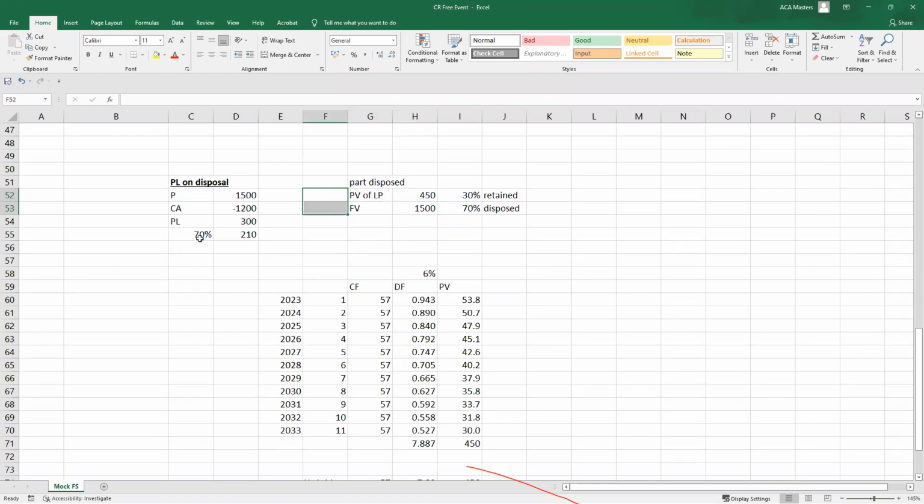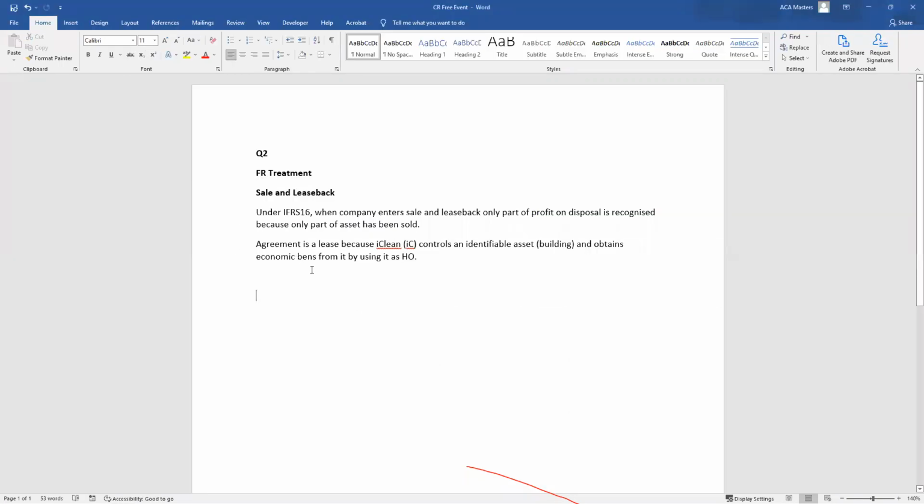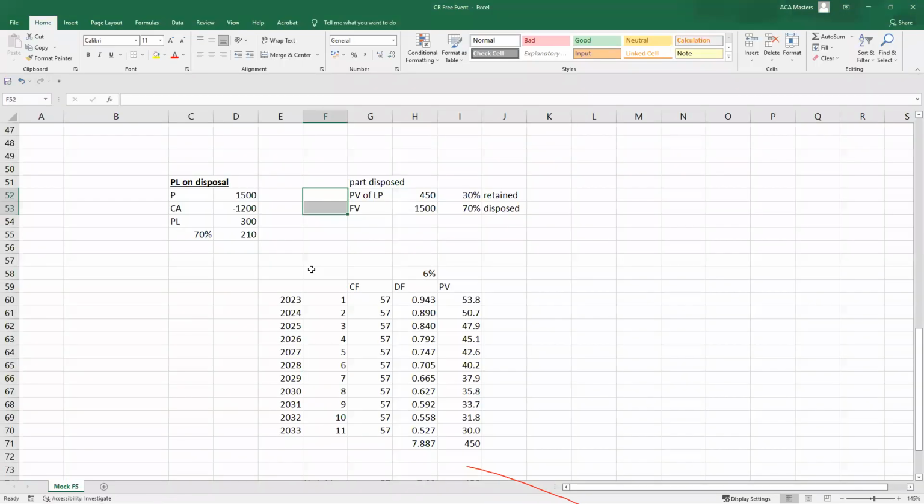So then we can know what the profit or loss on disposal is here. So we can explain this in the answer. So we can say that ICAEW has disposed of 70% of its asset, so can recognize 70% of profit or loss on disposal. And of course, always copy your workings over. It's really so important you do that into the spreadsheet area.